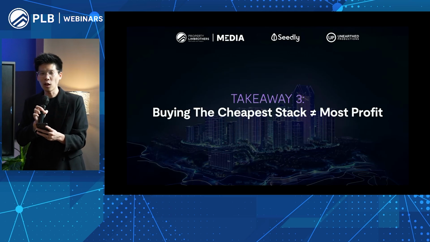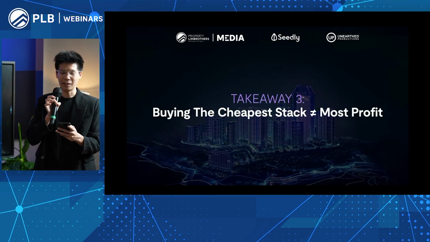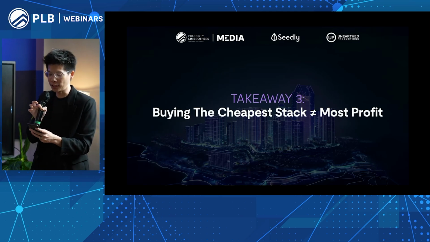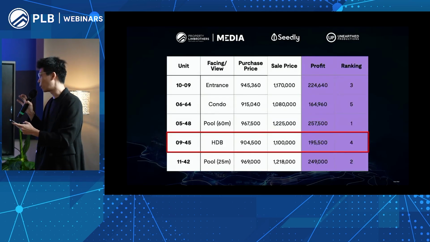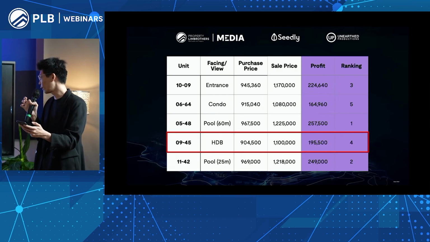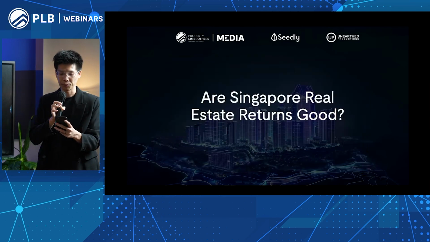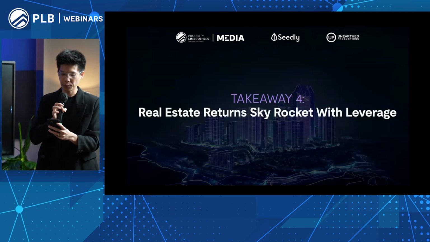Okay, so of course the next takeaway is to understand that it is not about buying the cheapest unit, because the cheapest unit did not become the most profitable. So in this case, the HDB one was the easiest to enter at $904,000. However, it is only ranked number 4 in this scenario, right?